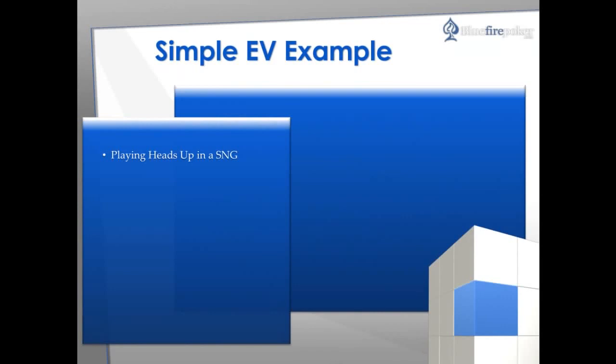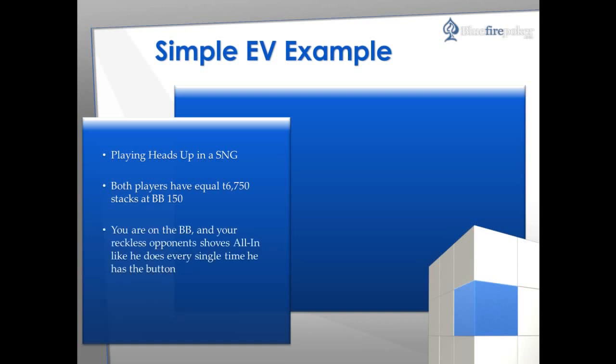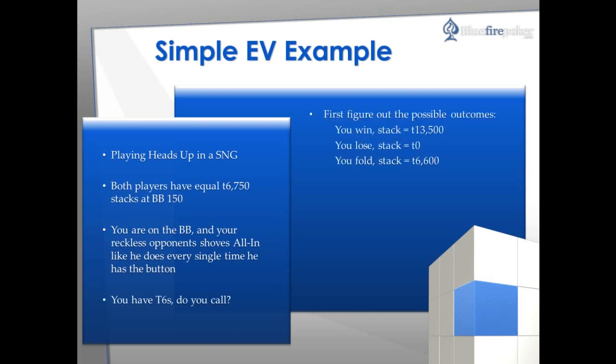So let's look at an example of how to calculate expected value in one of its simplest forms. We're looking at playing heads up in a sit and go where both players have equal stacks of 6750, and we're at big blind 150, so we're playing pretty deep. We're on the big blind and we've got a crazy guy on the button that is shoving every single time that he is on the button. We have 10-6 suited. Do we call?